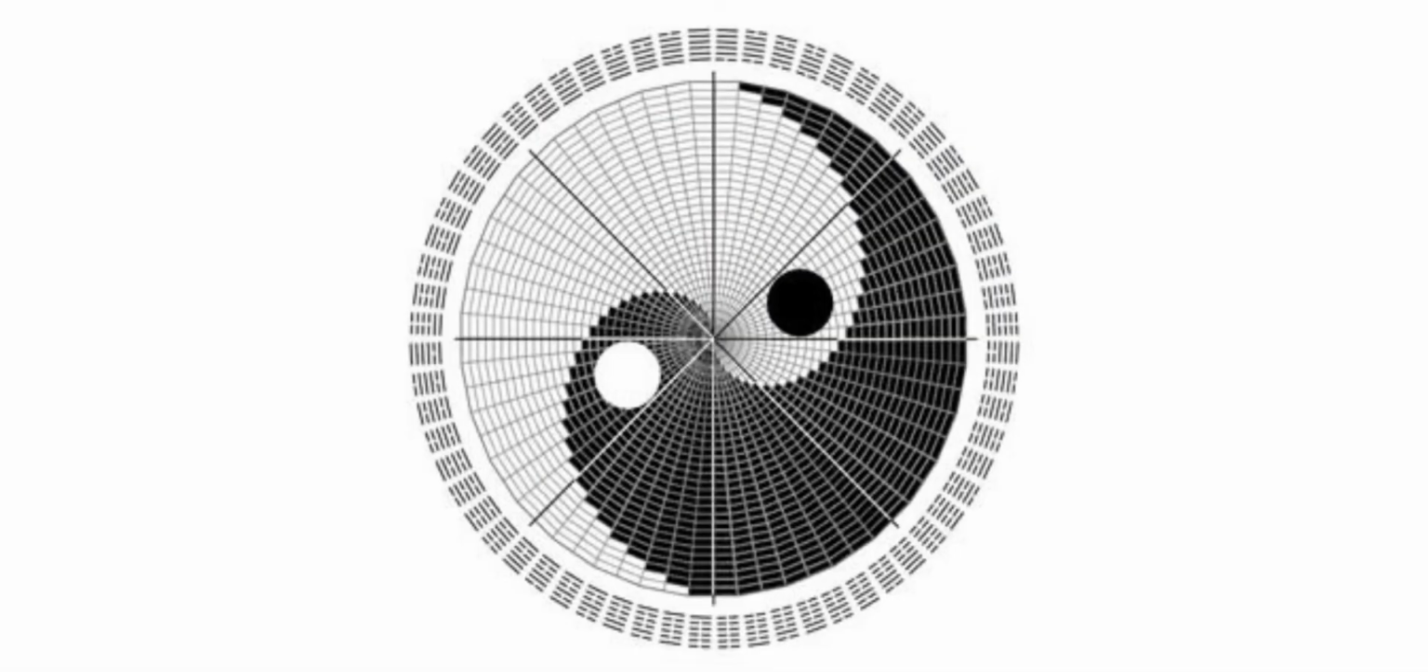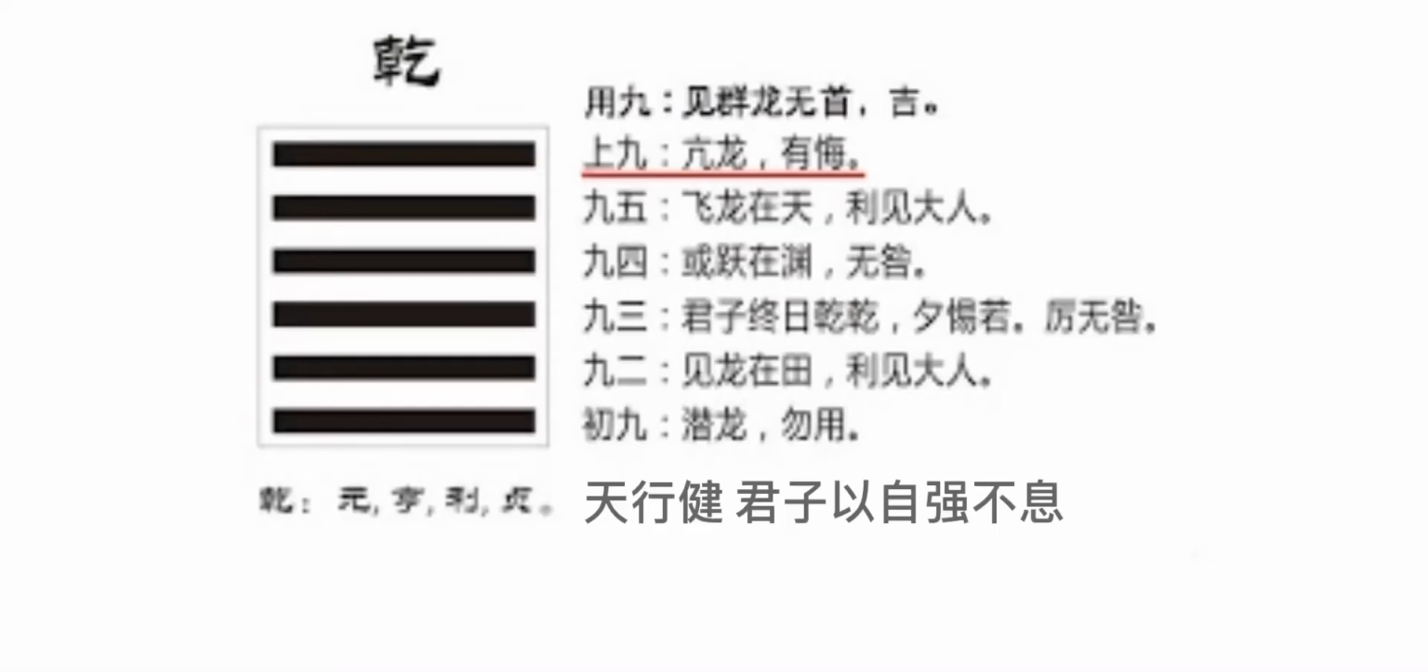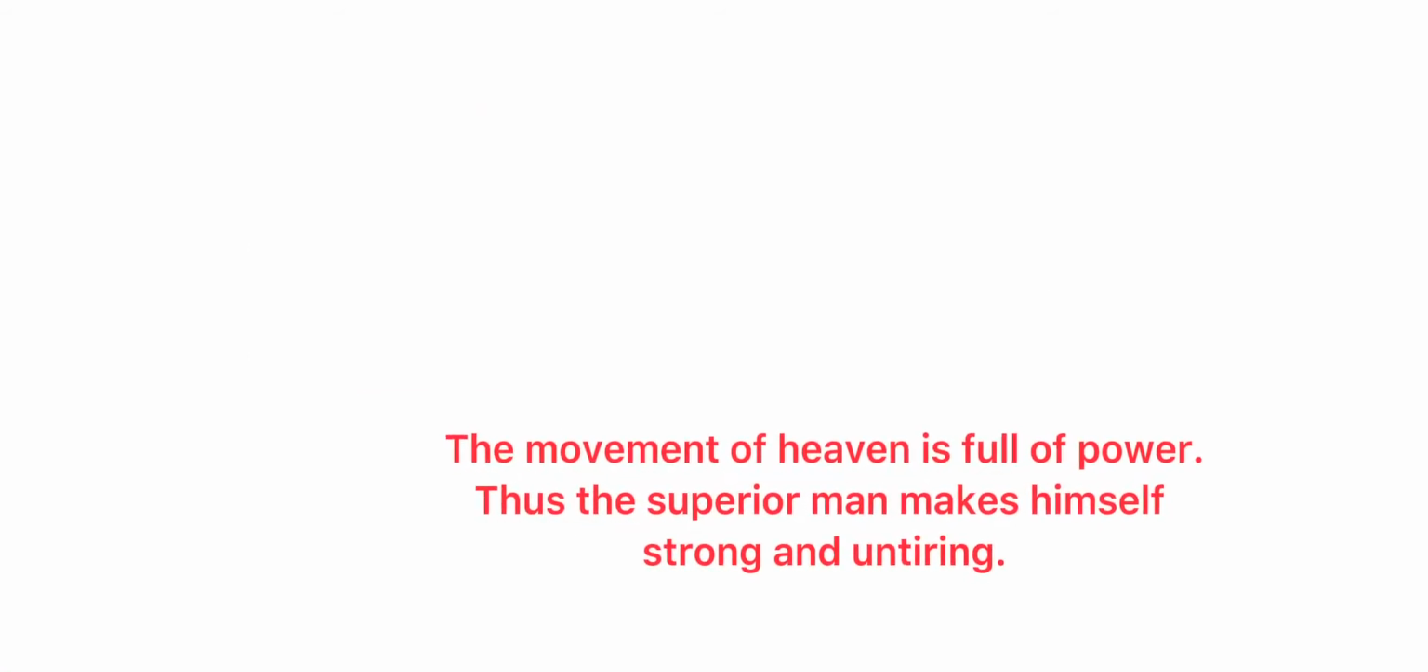And now we can describe more detailed phases of Tai Chi's movement. There is a short paragraph under each hexagram symbol to explain its meaning. For example, the first divine symbol is called Qian. It looks like 6 unbroken lines on top of each other. And there is a summarized sentence. The movement of heaven is full of power. Thus the superior man makes himself strong and untiring.